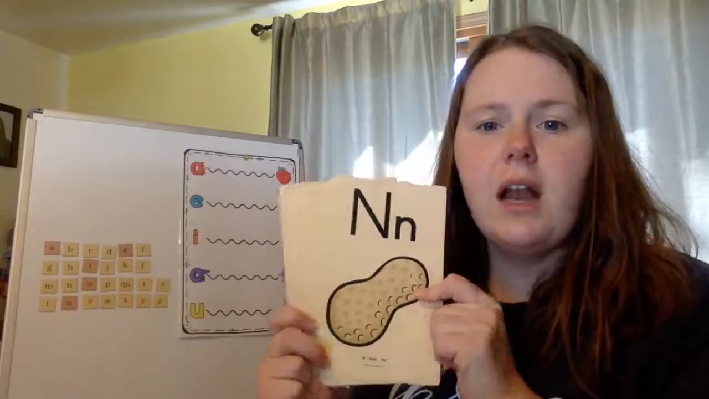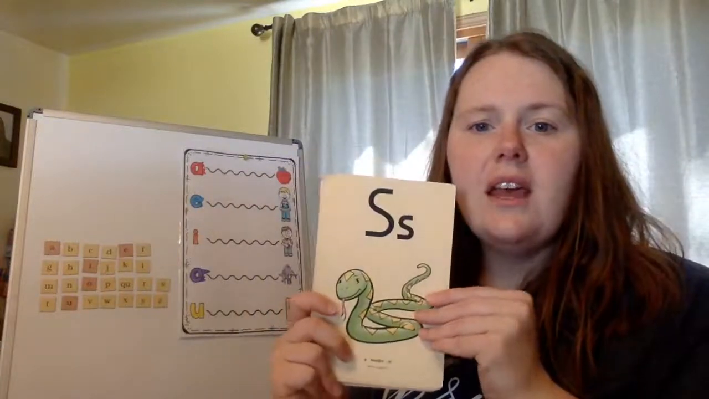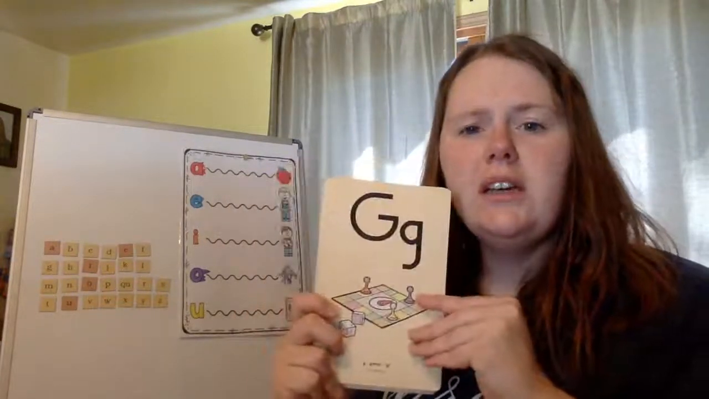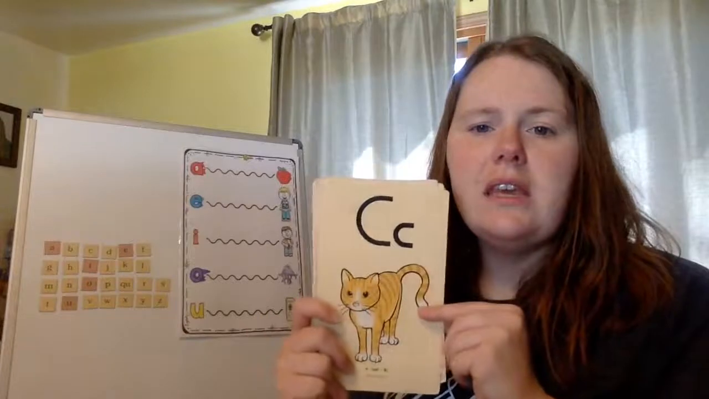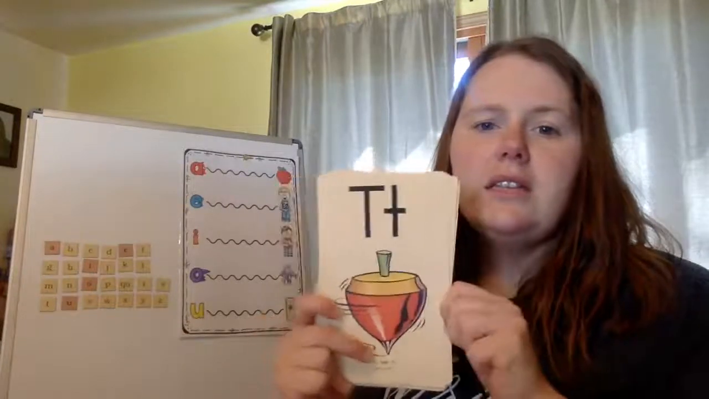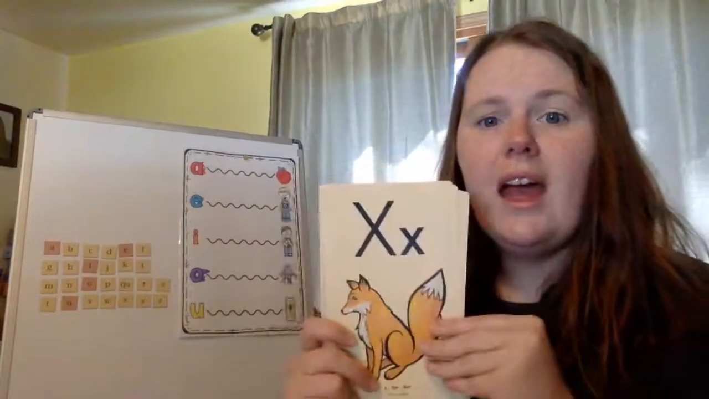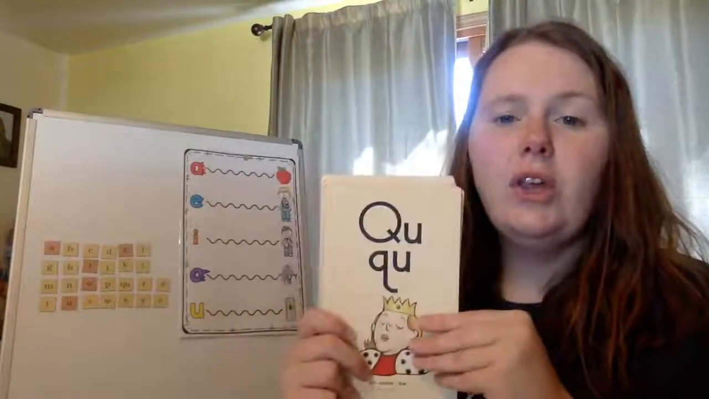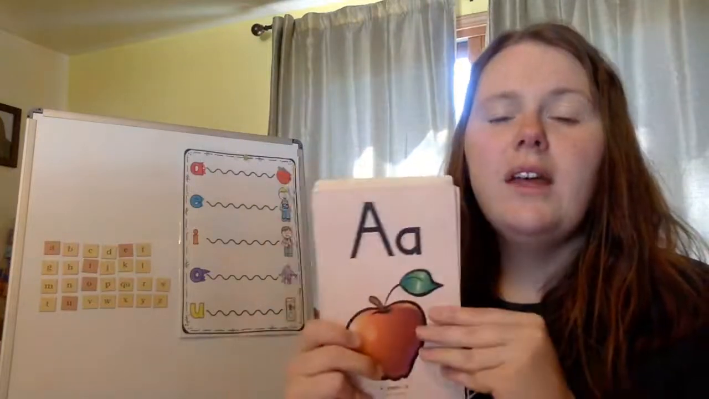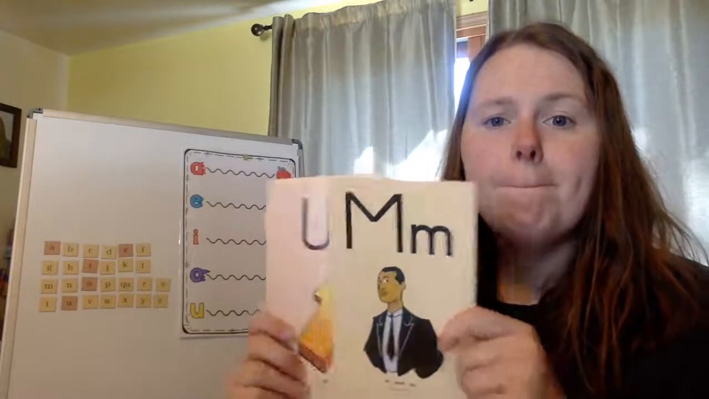N, nut, n. K, kite, k. S, snake, s. G, game, g. P, pan, p. C, cat, k. T, top, t. B, bat, b. X, fox, x. Z, zebra, z. Q, queen, qu. A, apple, a. H, hat, h. M, man, m.